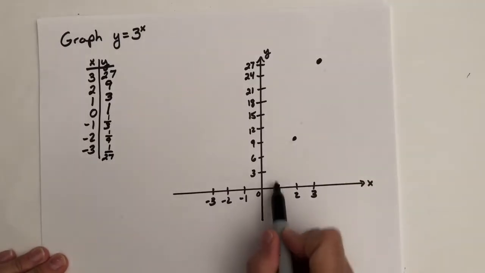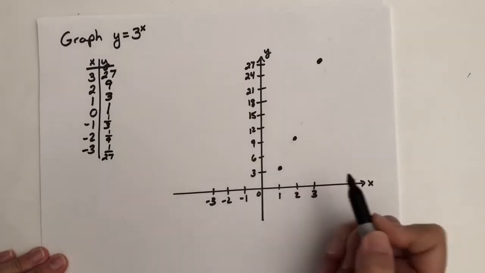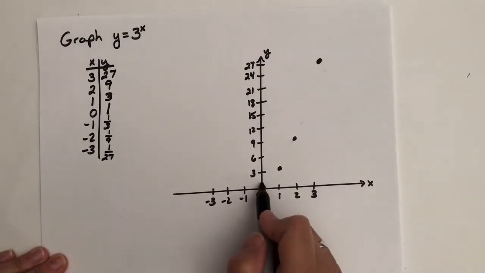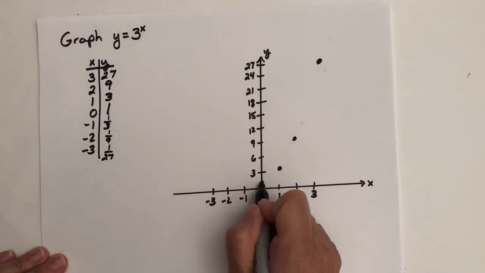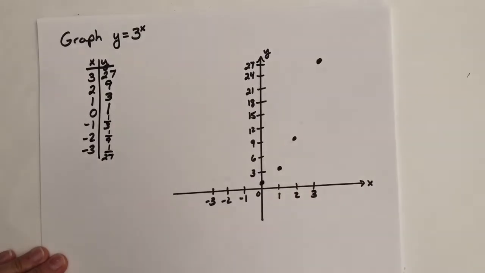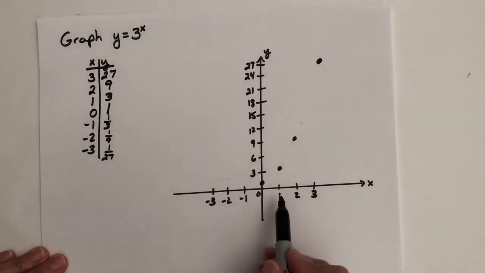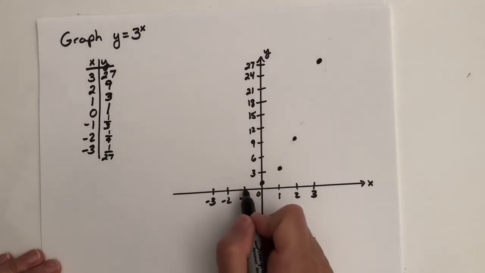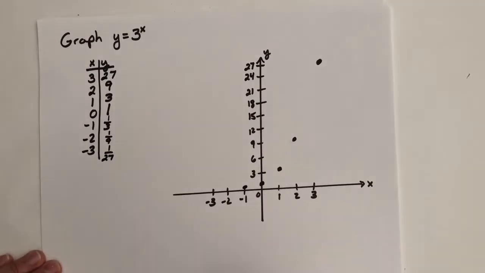And then I have 1, 3. And I have 0, 1. I didn't put 1 on here, but it's about 1/3 of the way to 3. There's my 1. At -1, I'm at 1/3. Boy, it's hard to even show that.